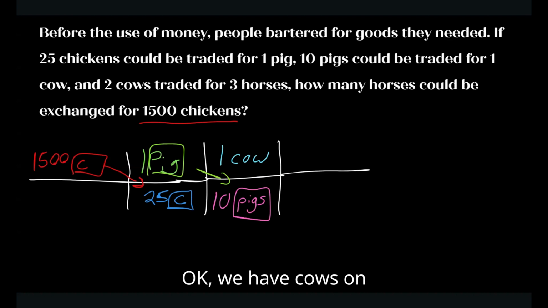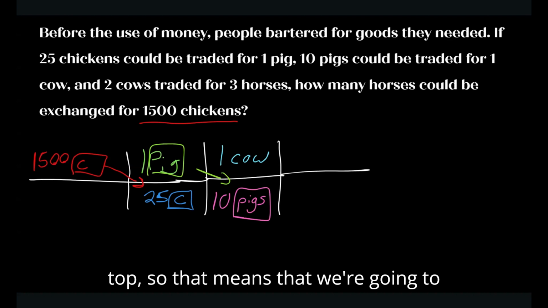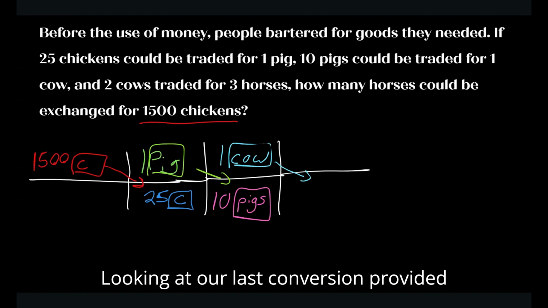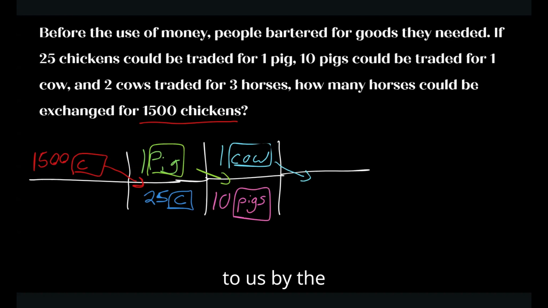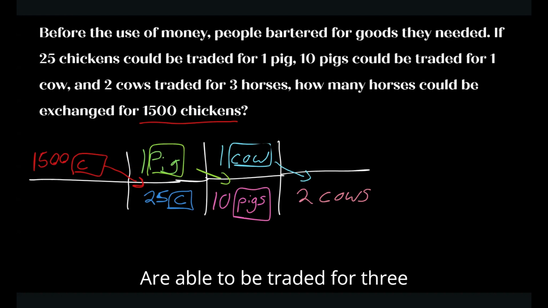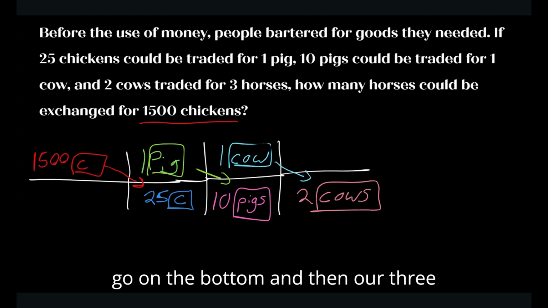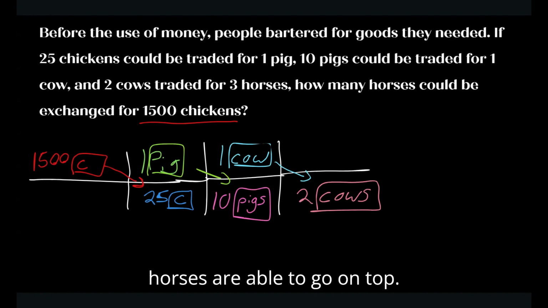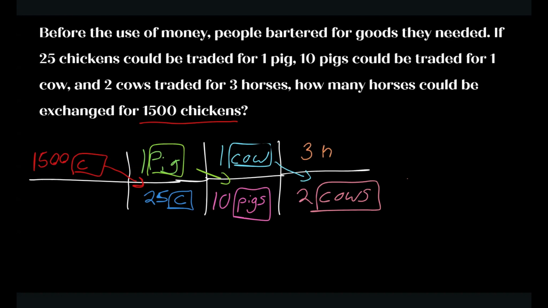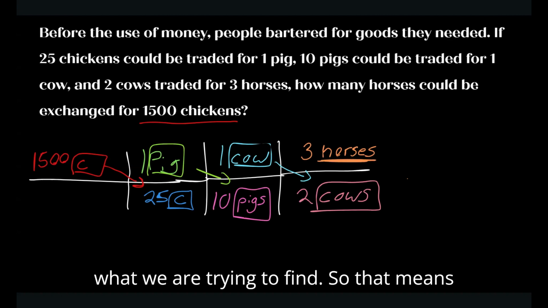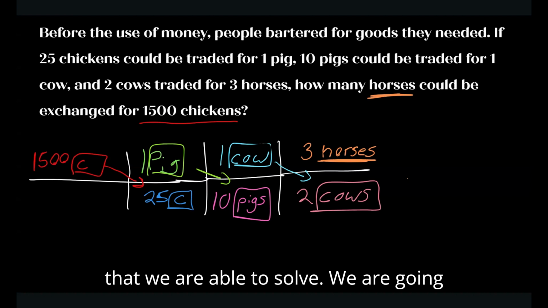Okay, we have cows on top. So that means that we're going to need to have cows on the diagonal. Looking at our last conversion provided to us by the question, it says that 2 cows are able to be traded for 3 horses. So our 2 cows will go on the bottom, and then our 3 horses are able to go on top. Now, we are ending in horses, which is what we are trying to find. So that means that we are able to solve.